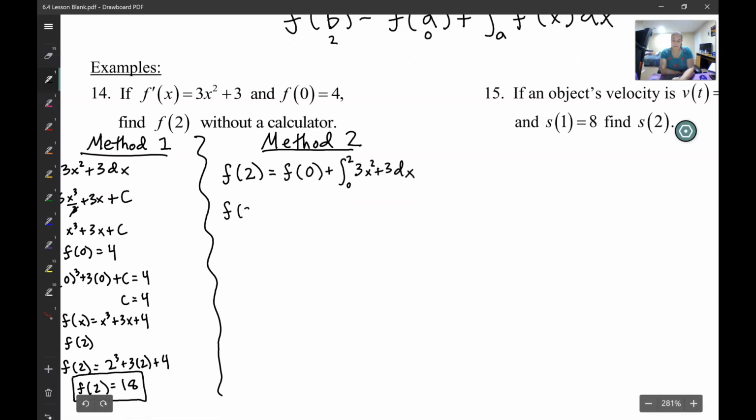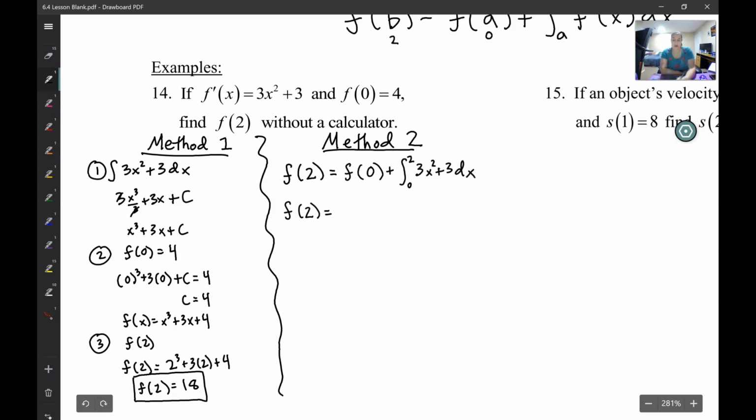Now let's try this. So we're trying to find f of 2. Let's see, f of 0 is given to us. We know it's 4. Plus the integral from 0 to 2, 3x squared plus 3 dx. Now, that integral isn't a hard one. That's just power rule. So plus, this is going to be 3x cubed over 3 plus 3x from 0 to 2. It's not plus c anymore because now I have limits. Anytime we have limits, we don't do plus c, we do this instead.